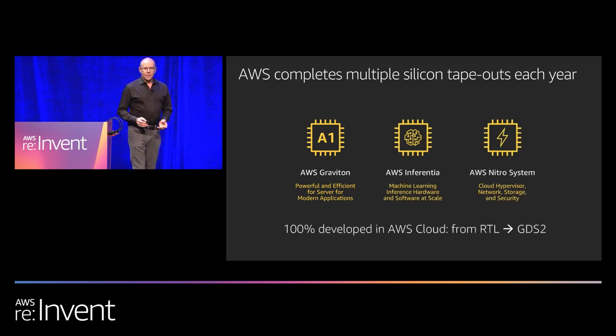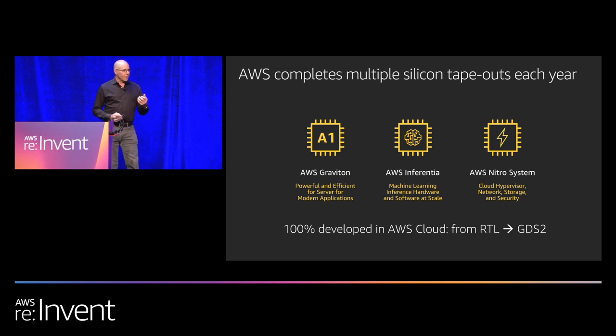We do multiple tapeouts every year at Amazon. And in the past 12 to 18 months, you've seen announcements, for example, our Graviton ARM-based server chips, the AWS Inferentia chips that are deep learning inference chips, our AWS Nitro system. These are chips used in our networking and virtualization infrastructure. And there are other chips as well that we develop internally for AWS and also, as I said earlier, for other parts of the business, including the consumer products that we offer.